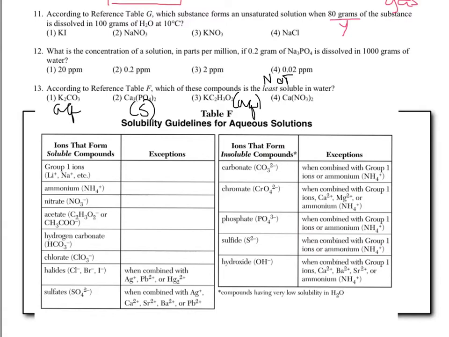And lastly, we have calcium nitrate. Calcium is not listed as one of the major groups here, so that doesn't give us enough information, but nitrate is. And nitrates are always soluble with no exceptions. So here, the correct answer is calcium phosphate because it is insoluble.